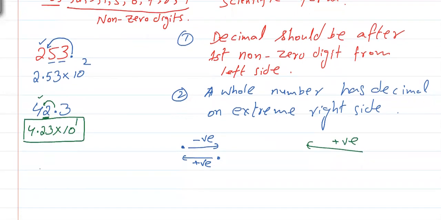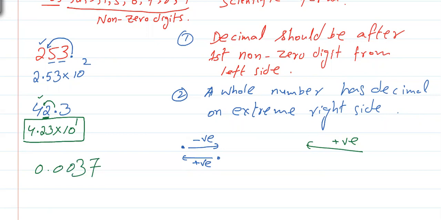All right, let's take another example. Now, in this example, I have 0.0037. This is normal form, and I have to convert the normal form into the standard form.